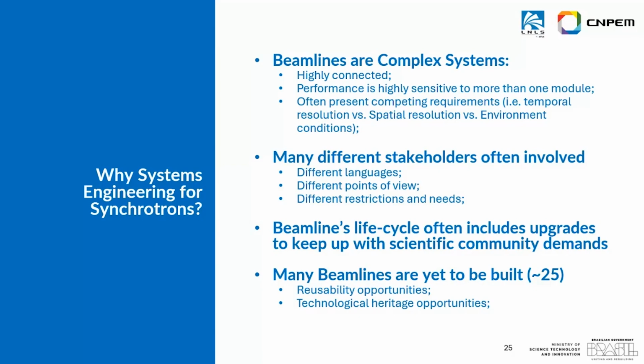And since the science evolves with time, beamlines are designed to be there for many, many years. Within the beamline life cycle, we often have upgrades to keep up with scientific community demands. So we need to have reusability. We need to consider technological heritage, and these are opportunities that we have in the many beamlines that are yet to be built on this synchrotron. Only for this synchrotron, we have 25 beamlines, for instance.